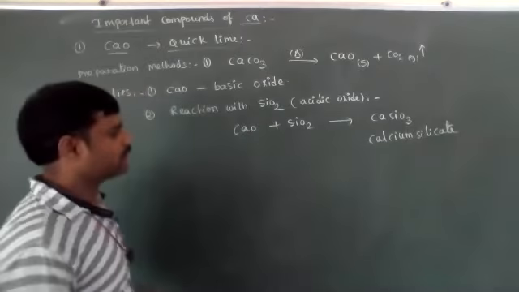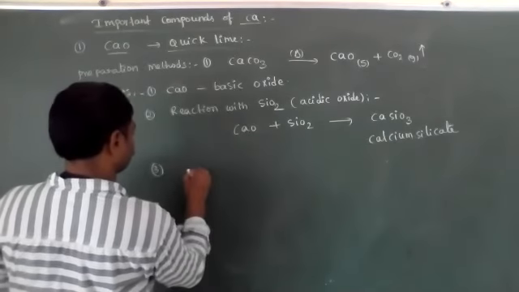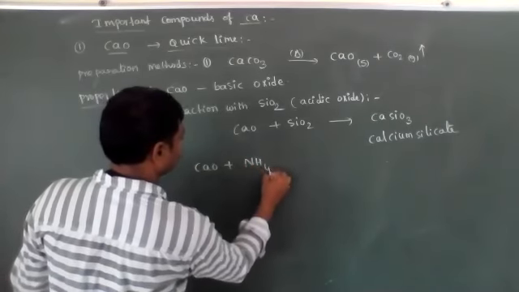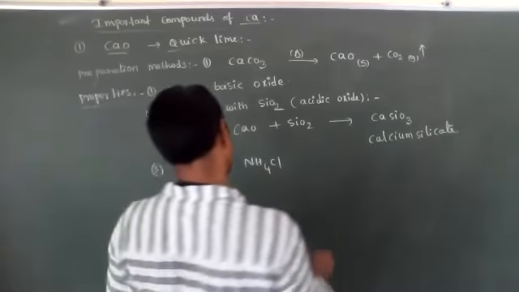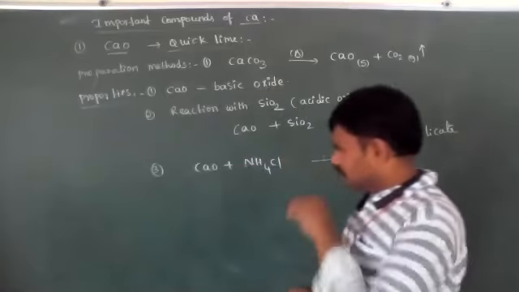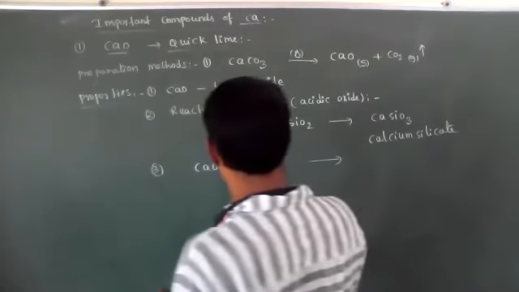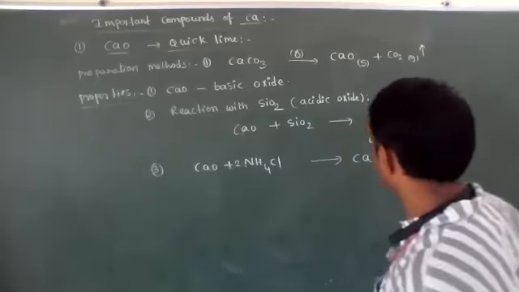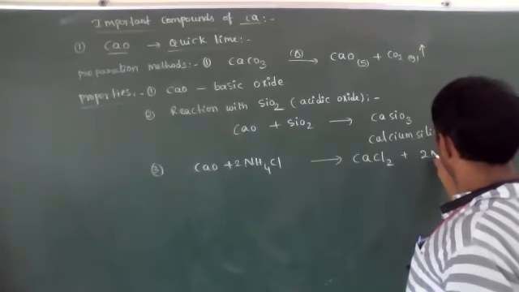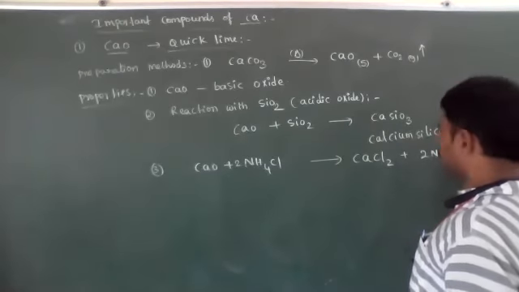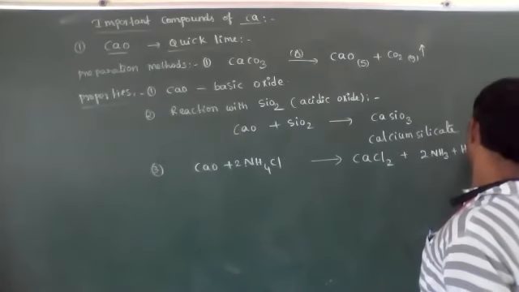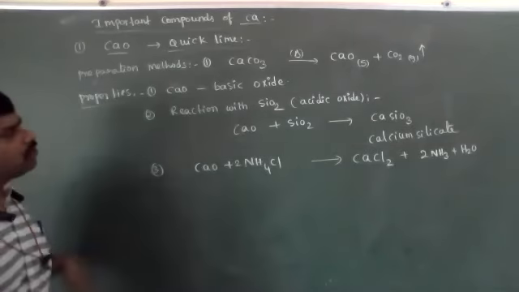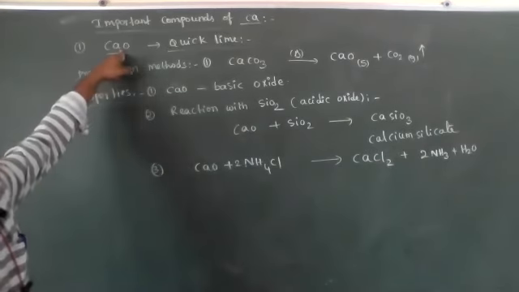Next, calcium oxide reaction with ammonium chloride. This calcium oxide reacts with ammonium chloride, NH4Cl. You have to take 2 moles, and it forms calcium chloride, CaCl2, plus 2 moles of ammonia and water molecule. Okay, students.